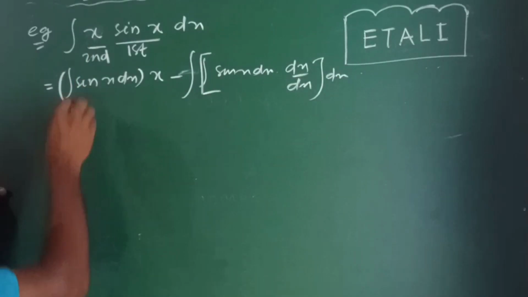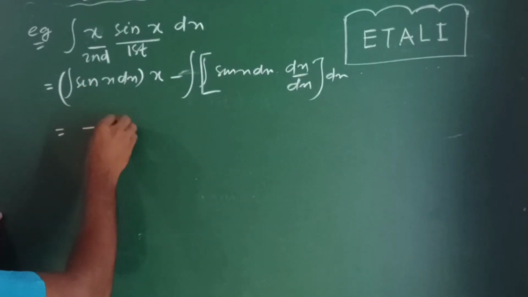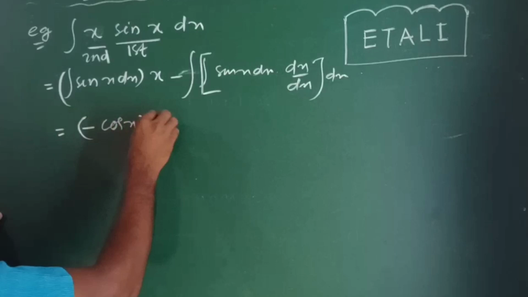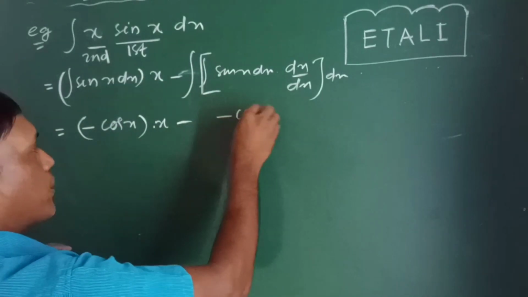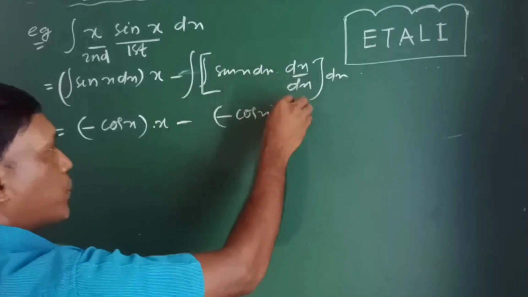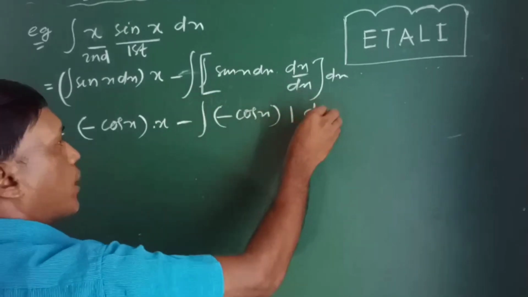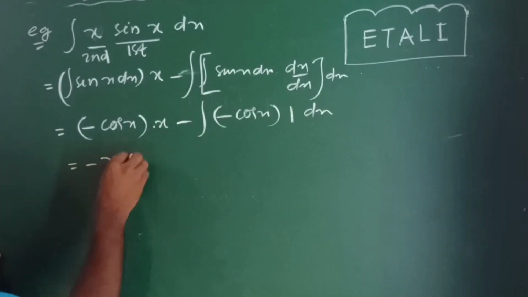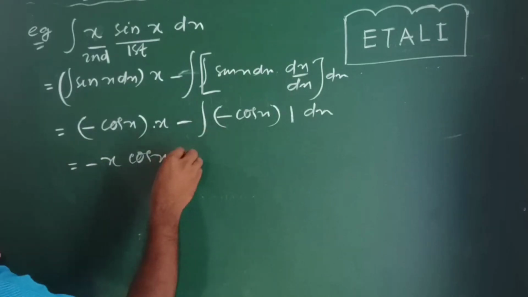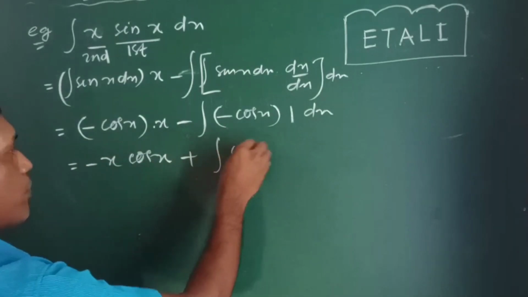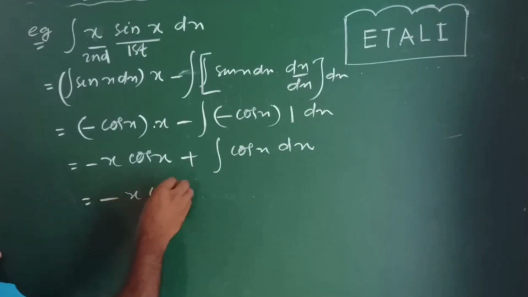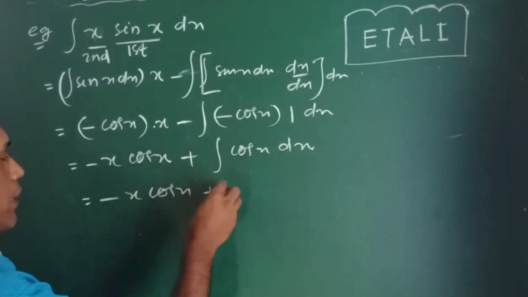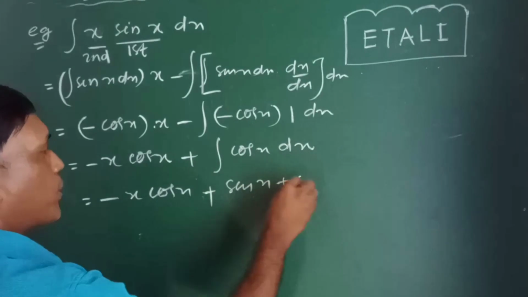So this is integration of sin x is minus cos x into x, minus integration of sin x is minus cos x into derivative of x is 1, and integration of the total. So this is minus x cos x, minus into minus is plus, integration of cos x dx, which is equal to minus x cos x plus derivative cos x is sin x plus c.